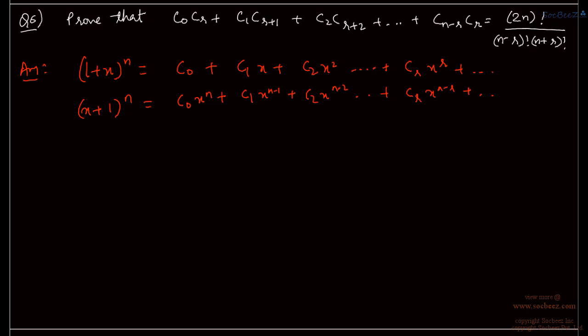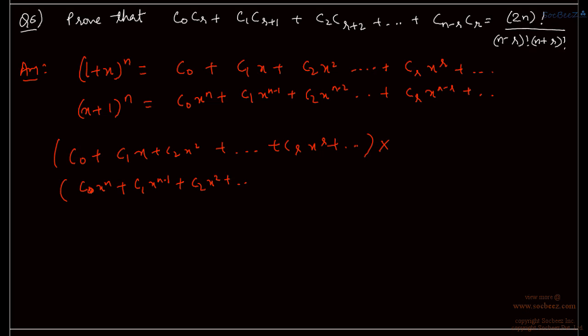Okay, so now what we do is, we multiply both of them. Okay, so on the left hand side, I'll take the whole expression here, that is C0 plus C1x plus C2x squared, like this, right? Plus CR x power r, some general term. This multiplied by C0 x power n, C1 x power n minus 1, C2 x power n minus 2, CR x power n minus r, all the way. Okay, now on the right hand side, if you look, we actually have written the same expression twice, right? So this is nothing but 1 plus x power 2n, right?